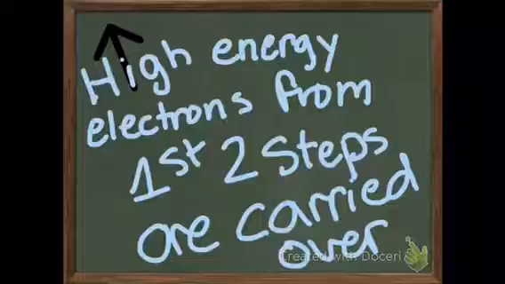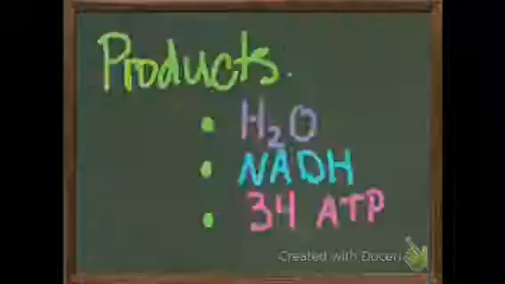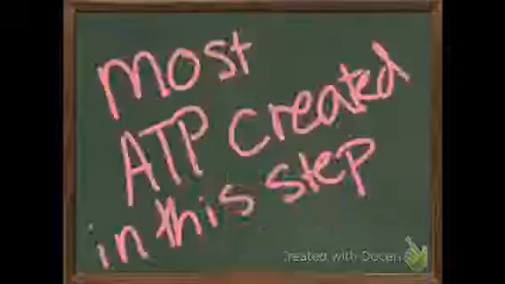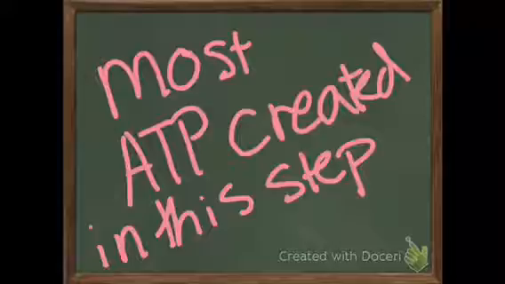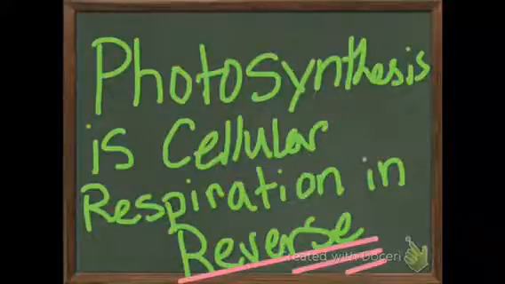High energy electrons from the first two steps are carried over by NADH and released to oxygen to create lots of ATP. The products are H2O, which is water, NAD, and 34 ATP. Most ATP is created in this step of cellular respiration. In conclusion, photosynthesis is cellular respiration in reverse.